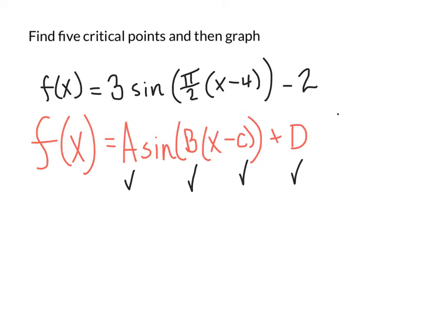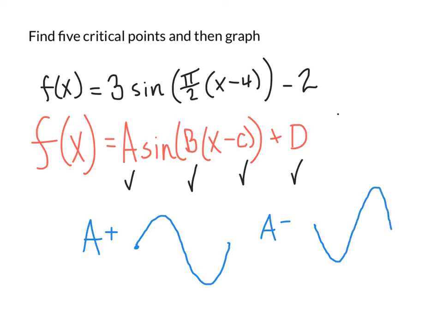Another idea that you want to consider would be that if your A value is a positive value, for a sine curve, you would start on your D line, you would go up to a maximum, back to your D line, down to a minimum, and back up to your D line, just in general. If A were a negative value, it would look a little bit different. You would, again, start on your D line, but you would go down to the minimum, back to your D line, up to a maximum, and then back down to the D line. Just reviewing some of those general characteristics will help us as we begin this process.